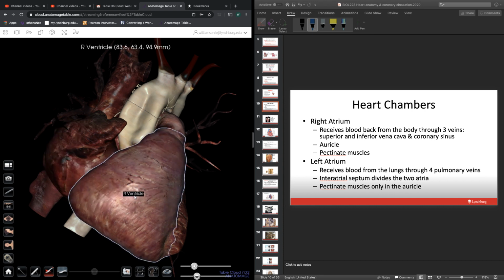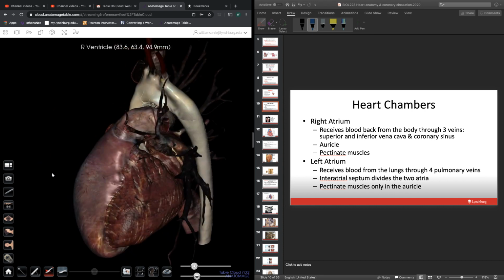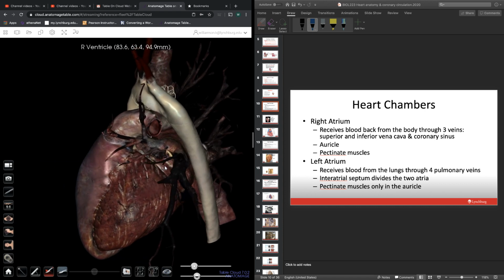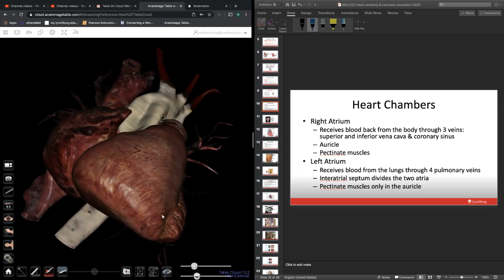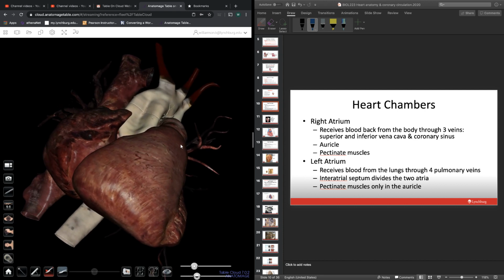Just underneath the right atrium is going to be the right ventricle. If we turn around and look at the left side of the heart, we're going to see the left atrium in this region, and just inferior to that, the left ventricle. We have described the atria as receiving chambers, so they're responsible for receiving blood back from the body. The right atrium is going to receive blood from the body through 3 veins.